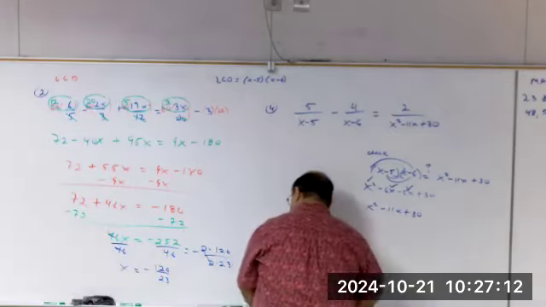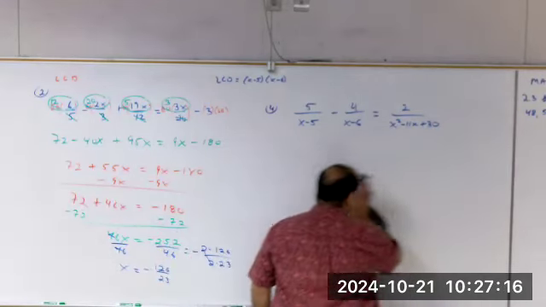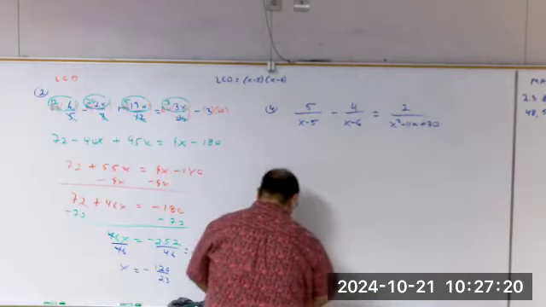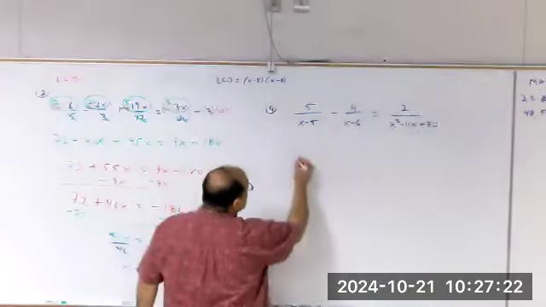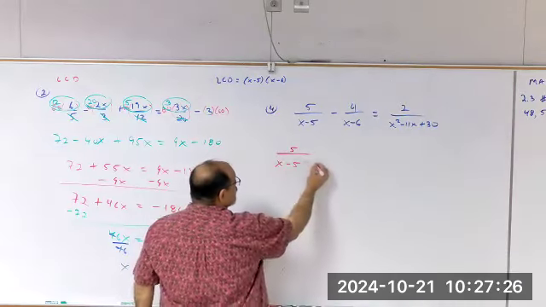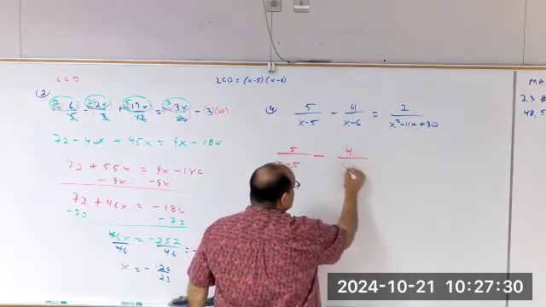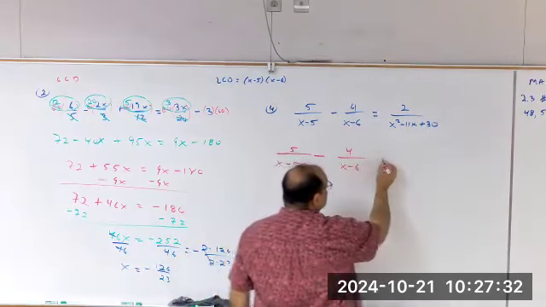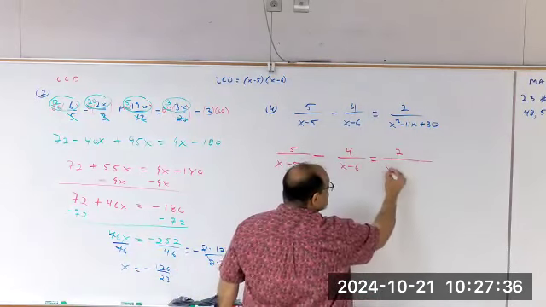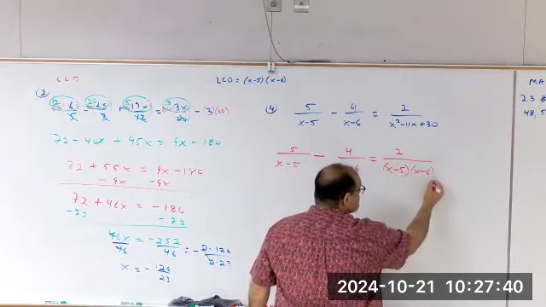It doesn't hurt to rewrite it though, so that you can see how these things are going to happen. So we now have 5 over x minus 5, minus 4 over x minus 6, equal to 2 over x minus 5 times x minus 6.